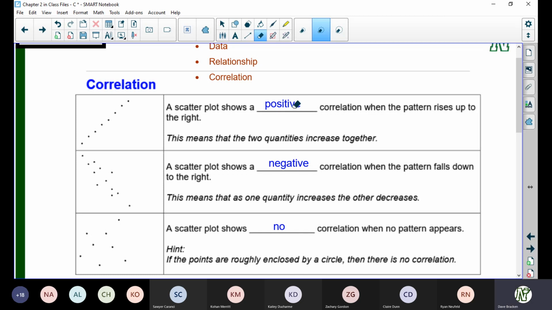So a scatter plot shows a positive correlation when the pattern rises up to the right. This means that the two quantities increase together, like your tibia length and your leg length. Then the scatter plot shows a negative correlation when the pattern falls to the right. This means as one variable increases, the other one decreases. That's like your days absent and your math mark. But when you have two variables that really don't have any relationship, like the length of your hair and your geography mark, there is no relation between them.